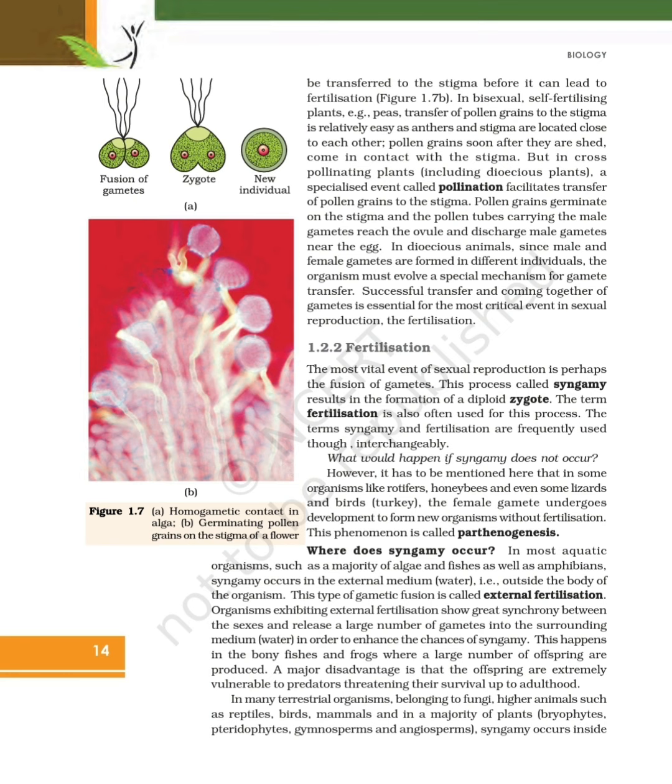Organisms exhibiting external fertilization show great synchrony between the sexes and release a large number of gametes into the surrounding medium, that is water, in order to enhance the chances of syngamy. This happens in the bony fishes and frogs where a large number of offspring are produced. The major disadvantage is that the offspring are extremely vulnerable to predators, threatening their survival up to adulthood.